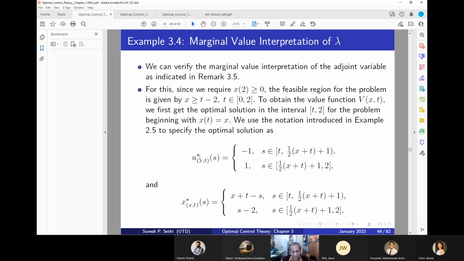The notation is the same. So the notation says u star at time s, where s goes from t to 2, u star of s, given that we began at time t at value x, the optimal control of that is -1 for this value of s and +1 for this value of s. So it's -1 for a while, then it goes to +1. And how do I determine that? Well, I determine that like this. Can you see this?